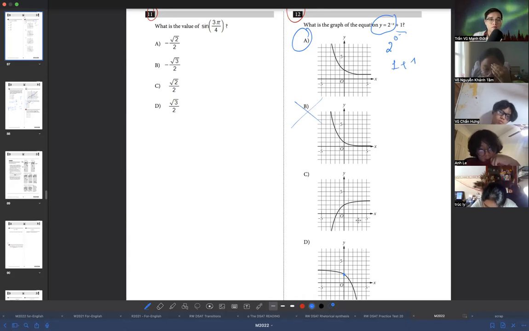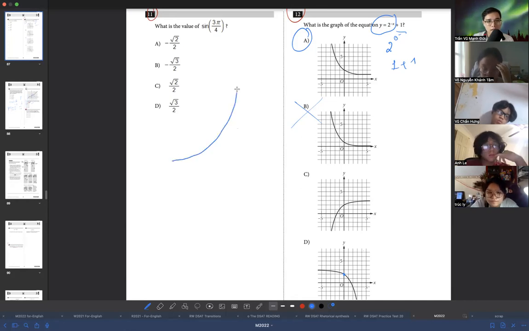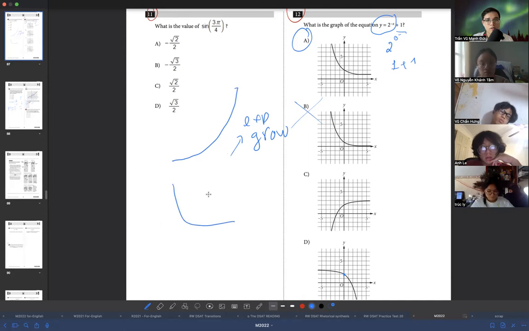So just remember the shapes of the exponential equation. Firstly, this one is the exponential growth equation, and this will be the exponential decay. So these will be like the decay and growth. But what if you don't remember the shape of the equations? You just plug in the other points.